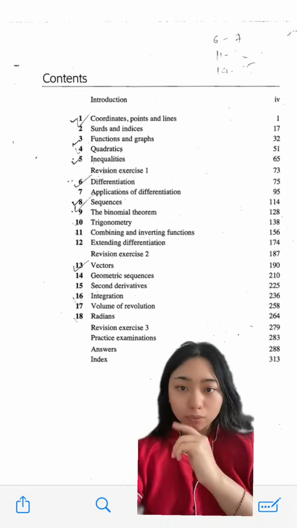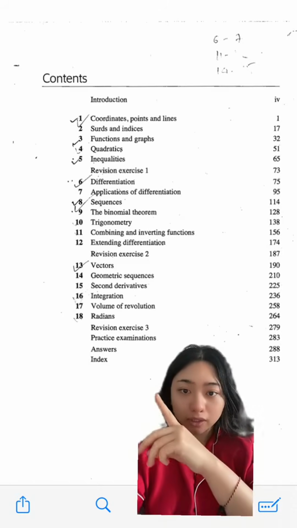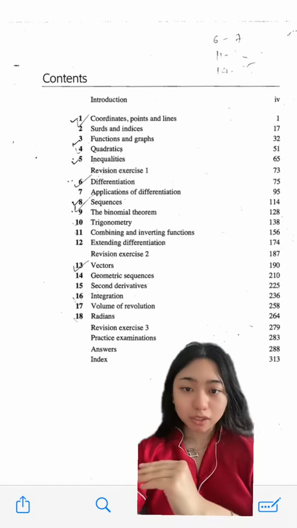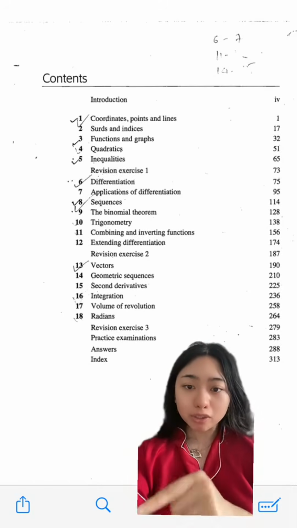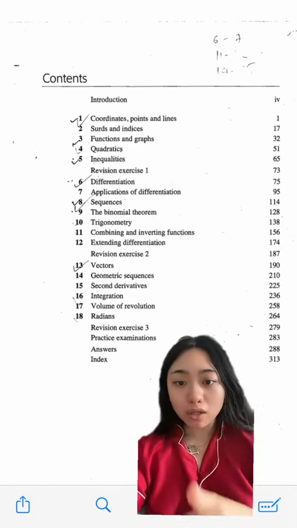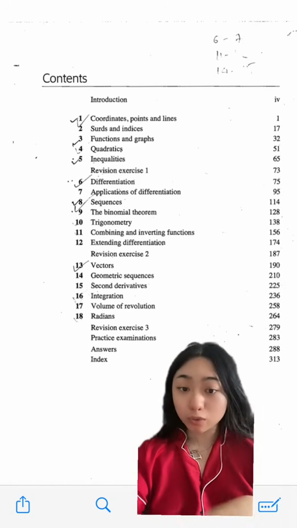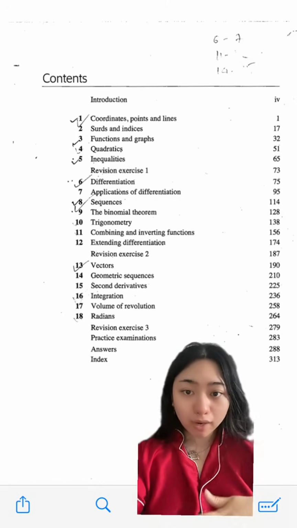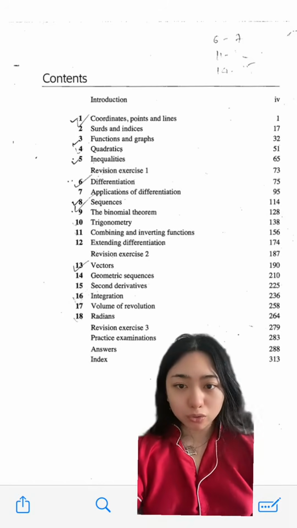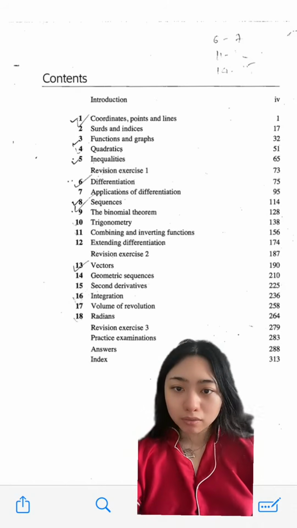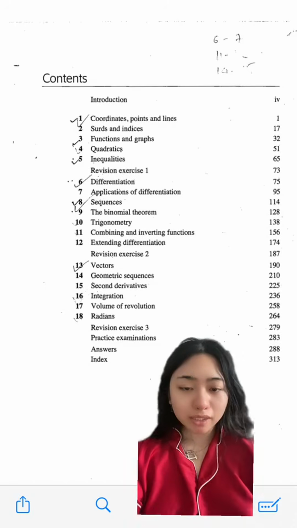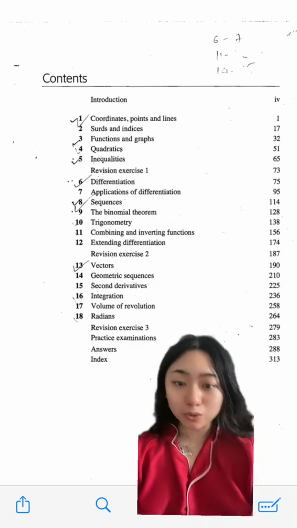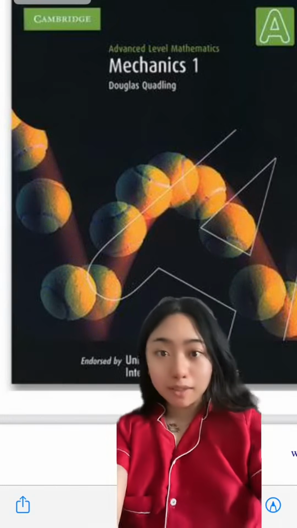From this list, you will not be covering the sequences. In this case, they're talking about arithmetic sequences, and geometric sequences will not be in there as well. And then volume of revolution will not be in there. And then second derivatives, you do have that, depending on where you go to school. And then, yeah, that's about it from this list. That will not be in your school textbook. Once again, same case with Mechanics.